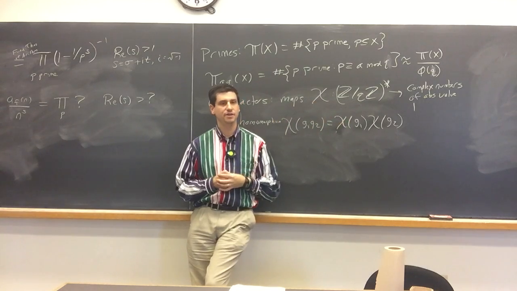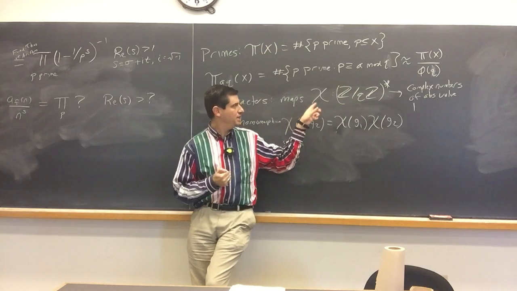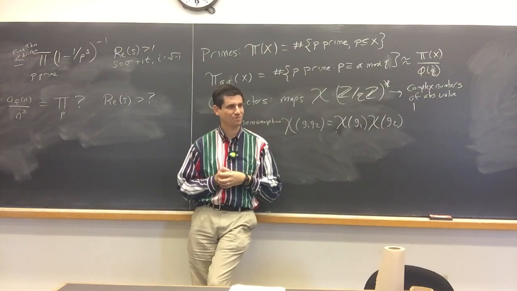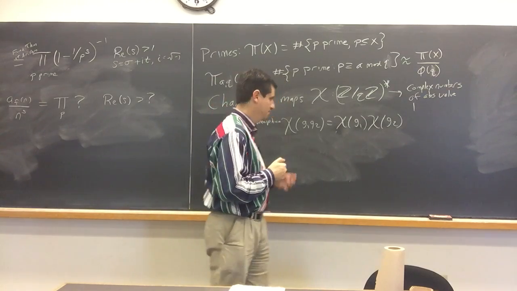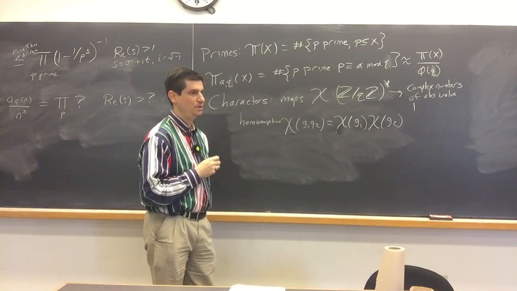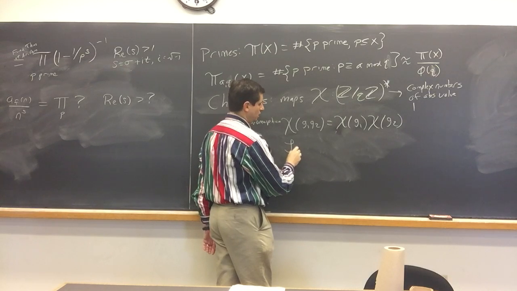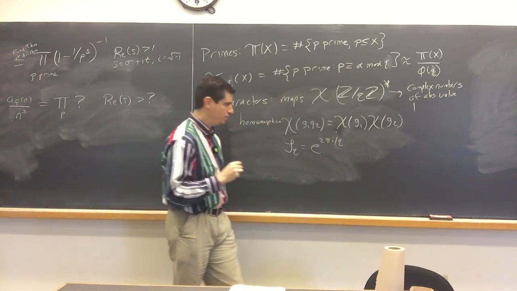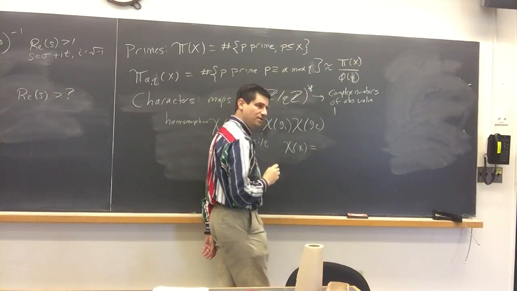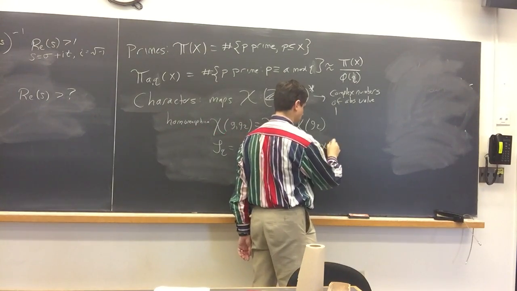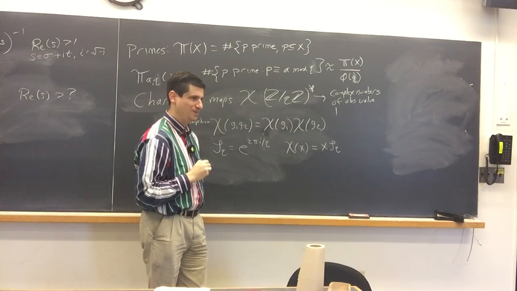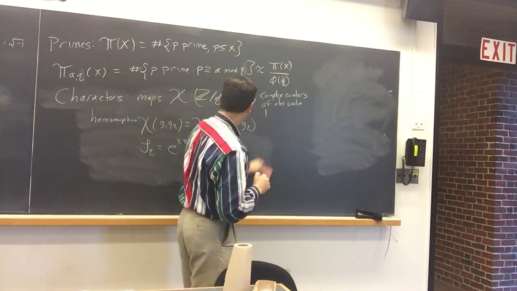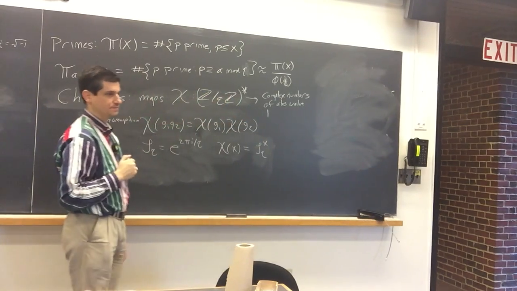So I would love to have multiplicative characters like this. Can anybody give me a nice map from Z mod QZ star to complex numbers of absolute value 1 that's multiplicative? We map an element x to... okay, so let zeta of q be e to the 2 pi i over q. So this is a good thing to look at. And what do you want to define chi of x to be? Chi of x to be zeta q to the x.